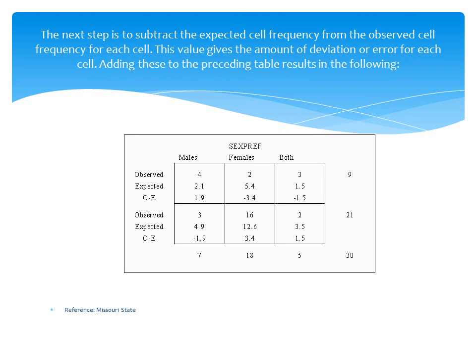The next step is to subtract the expected cell frequency from the observed cell frequency in each cell. This value gives us the amount of deviation or error for each cell. Adding these to the preceding table results in the following.